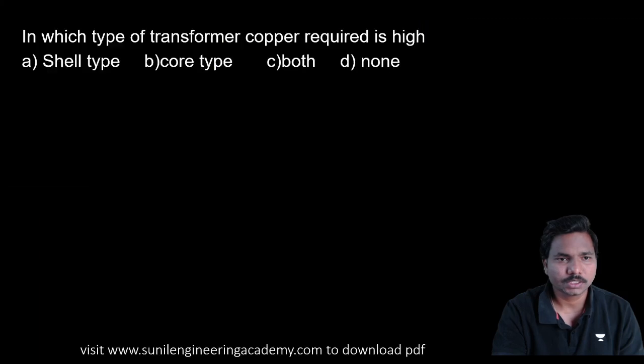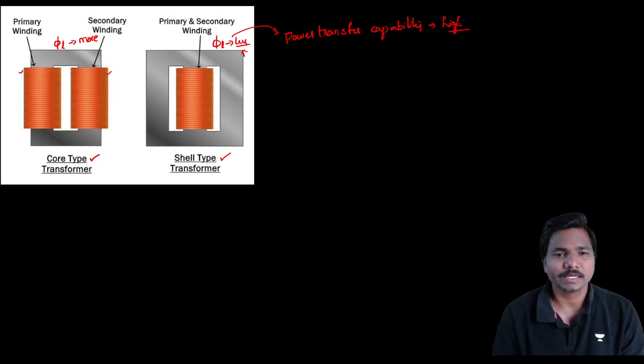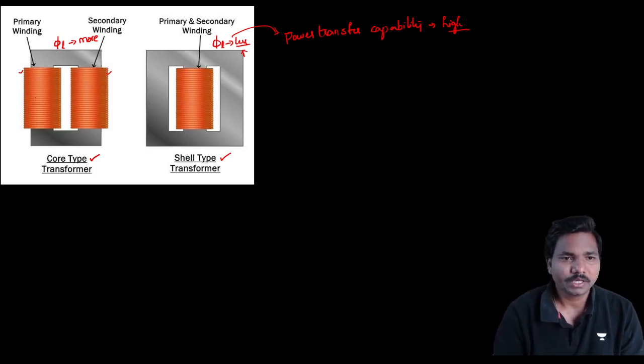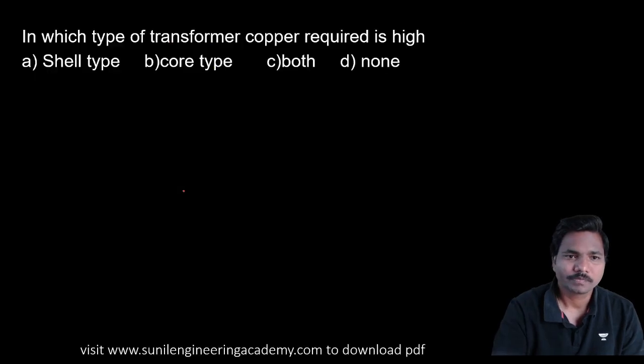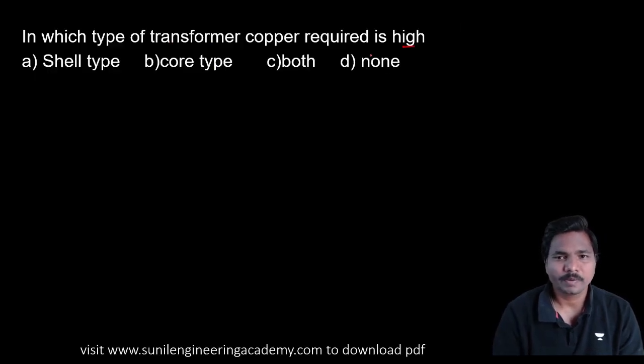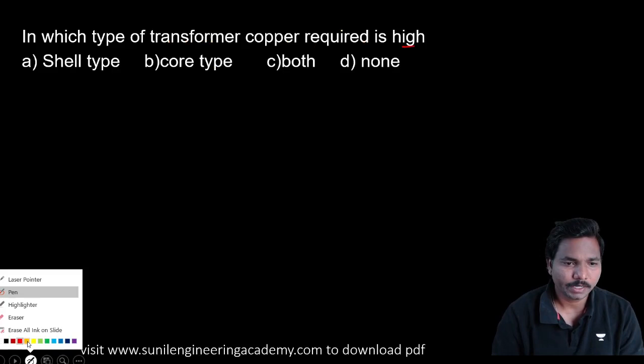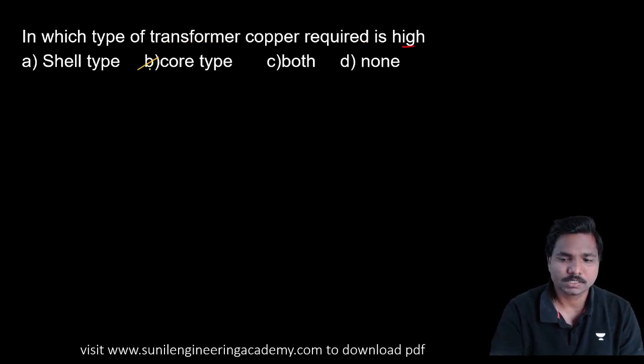Coming to the next question: in which type of transformer is the copper requirement high? From this diagram we can easily see that here there are two separate windings, while here one winding is upon another, so a lot of copper is required here. Copper requirement is high in the core type transformer and less in the shell type. So the answer is option B.